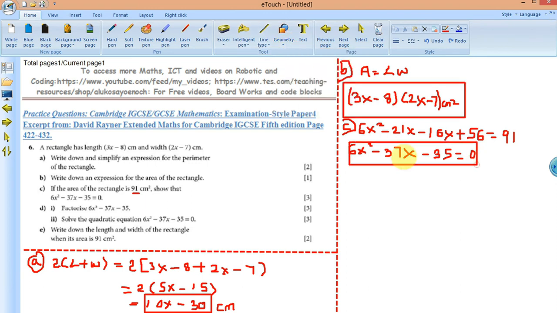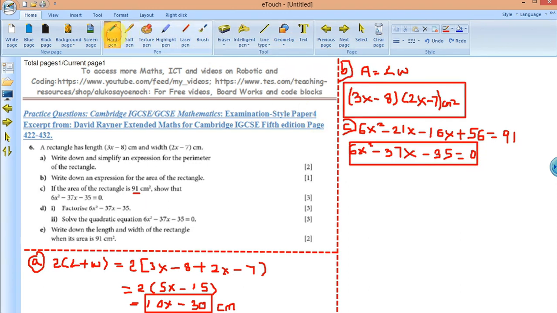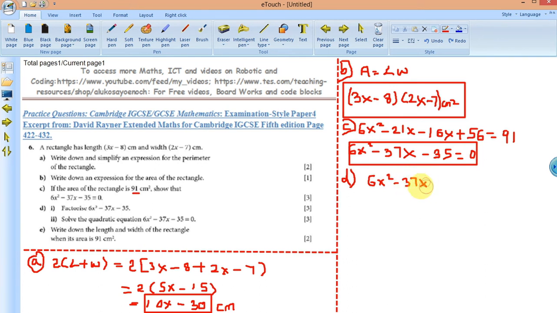Rectangular box. That's D. Theorem figure 1. Factorize 6x squared minus 37x minus 35. So we have to factorize what we have there. Guys, let me just write the equation first. Okay, 6x squared minus 37x minus 35. So I'm going to use the factor method.